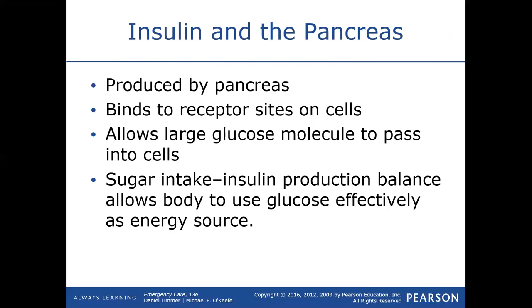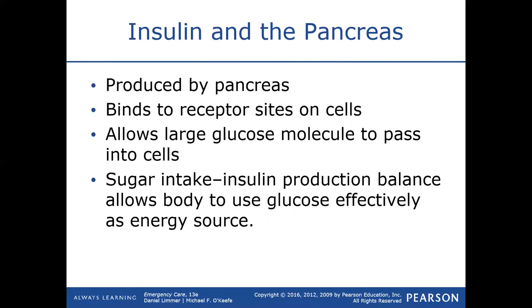Okay, insulin, produced by the pancreas, binds to the receptor sites on the cells and allows glucose molecules to pass into the cells. All right, sugar intake and insulin production balance allows the body to use glucose efficiently as an energy source. So what this means is, just like I said, the pancreas releases the insulin, it goes to the cell and says, hey, glucose, come on, you can come in this way. And it lets it in.